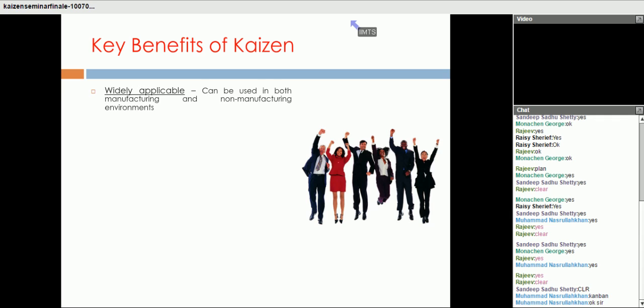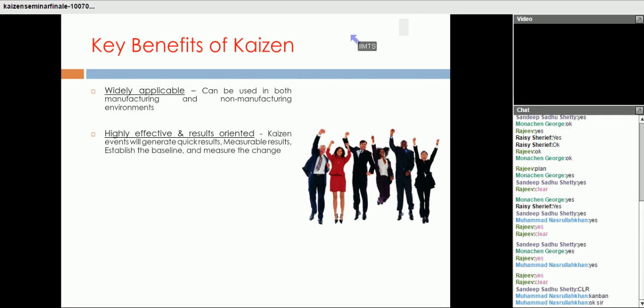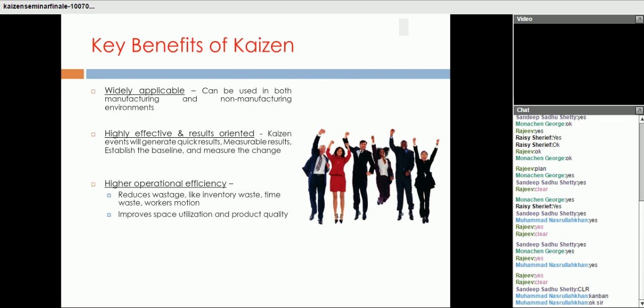So what are the key benefits of Kaizen? It's widely applicable, can be used in both manufacturing and non-manufacturing environments, highly effective and result oriented. Kaizen events will generate quick, measurable results, establish the baseline and measure the change. Higher operational efficiency, reduces wastage like inventory waste, time waste, workers' motion, improves space utilization and product quality.